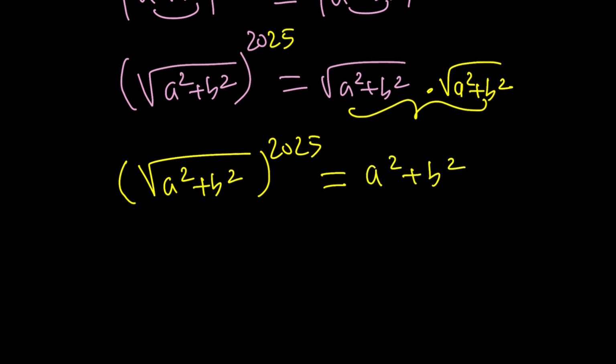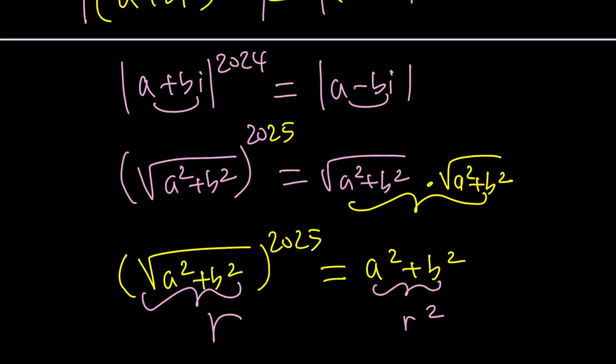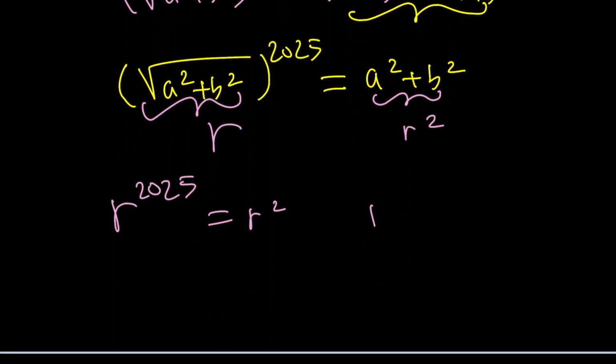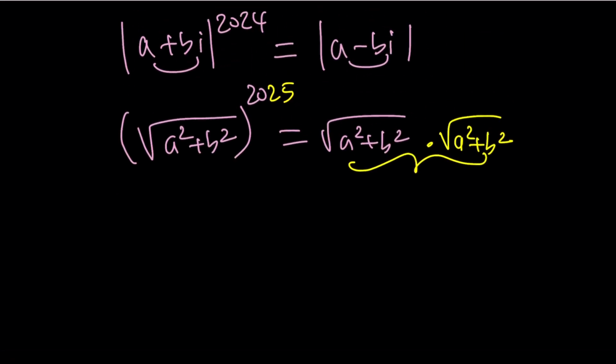Now, I think I should call this something. How about r? Let's call this r. If I call this r, this will be r squared. So now we're going to get something like this: r to the power 2025 equals r squared. By the way, I didn't have to do this because I could also say r to the power 2024 equals r, right? And that would give me the same thing. Great. Now, we could probably proceed with this, which I don't think we need. Forget about it. So now let's proceed with this.